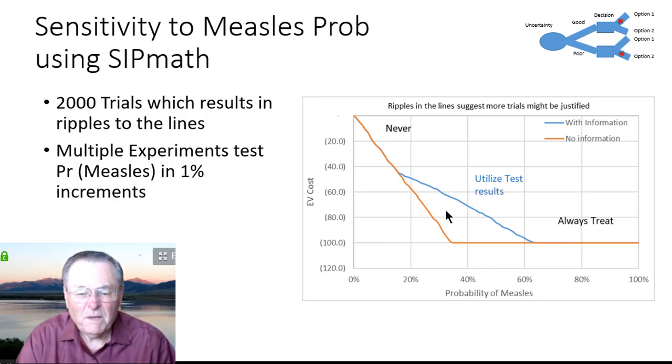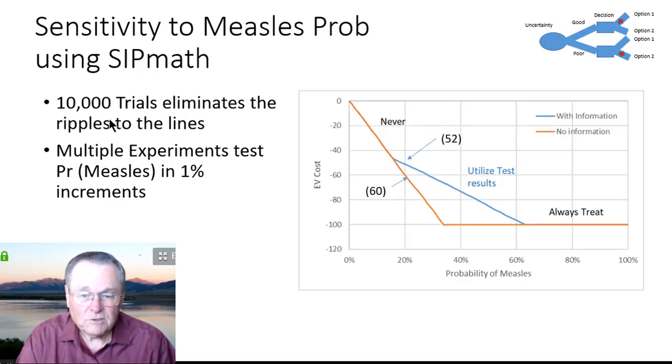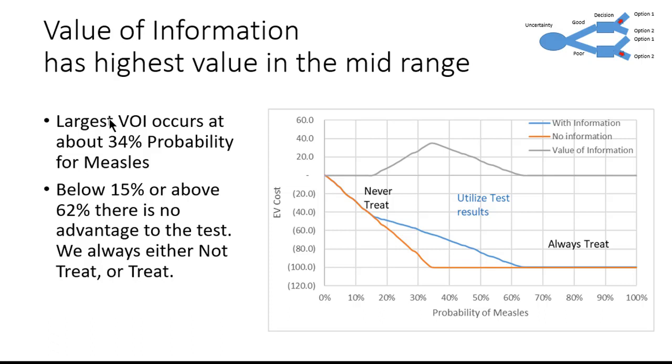Now, this is a little lumpy when this was done with 2,000 simulation trials. If I do it with 10,000 trials, you can see the lines get much straighter. So, depending upon how much accuracy you really need, you can run more trials, and that's easy to change in SIPmath. I put together this graphic, which also shows the value of information as a function of the probability of measles. And what we see is the value of information has no value at low probabilities, has no value at high probabilities, and has the maximum value right here, about 34%. That's where the maximum distance is between these two lines.